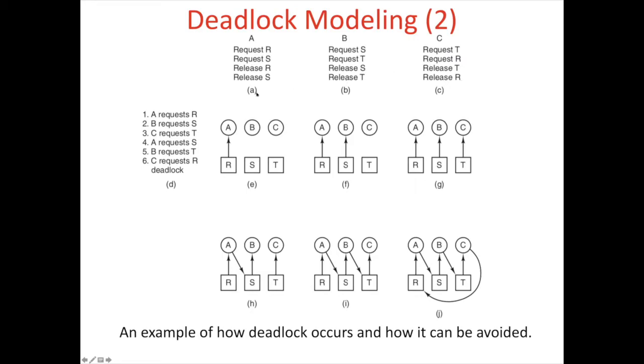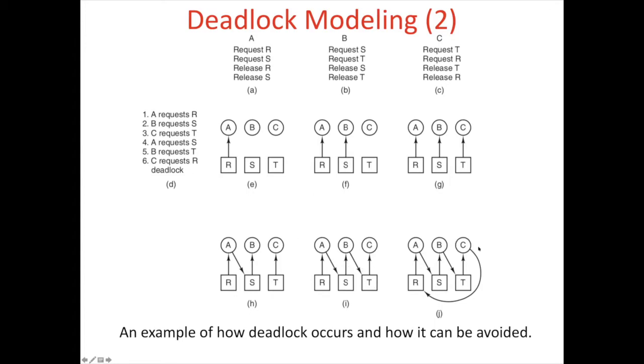If the execution order is such that A requests R and gets it, B requests S and gets it, and C requests T and gets it, and continue here. A requests S, which is assigned to B, so A should wait. B requests T, but it is assigned to process C, so it should wait.